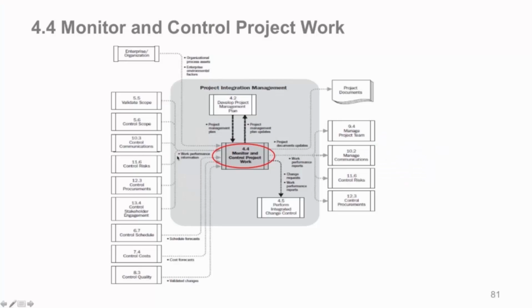And over on the left again, a lot of processes and activities give you information that, as you monitor and control, you use to create reports for whoever your target audience is, to give them the information they want so they're apprised of project performance. So that's that. And just other project document updates that we'll see go into managing your team and communication, risk and procurements. But it all comes out of monitoring and controlling.